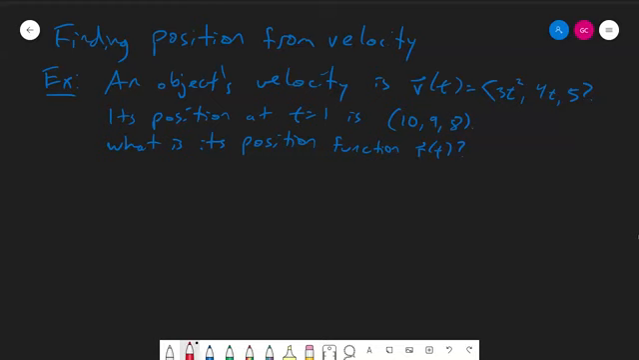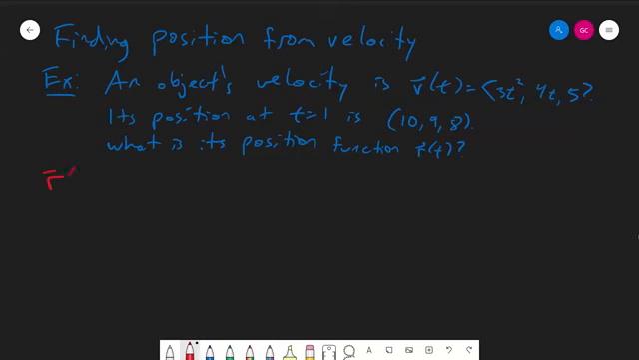Now let's look at how you can use integration of vector functions to find the position given the velocity and one piece of initial data. Here we have an example where the velocity is given by this function 3t squared, 4t, 5, and we know that the object's position at time 1 is (10, 9, 8), and our goal is to find the whole position function r of t.